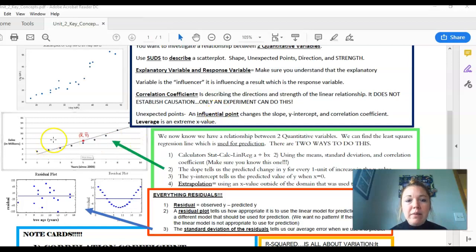Okay, next thing, let's talk about influential point and leverage. Let's talk about that though after we talk about our line here. So we have this line and this line is going to establish a model, right? A model for what's going on with this relationship and we can use that model for prediction. Now let's talk about the calculator.